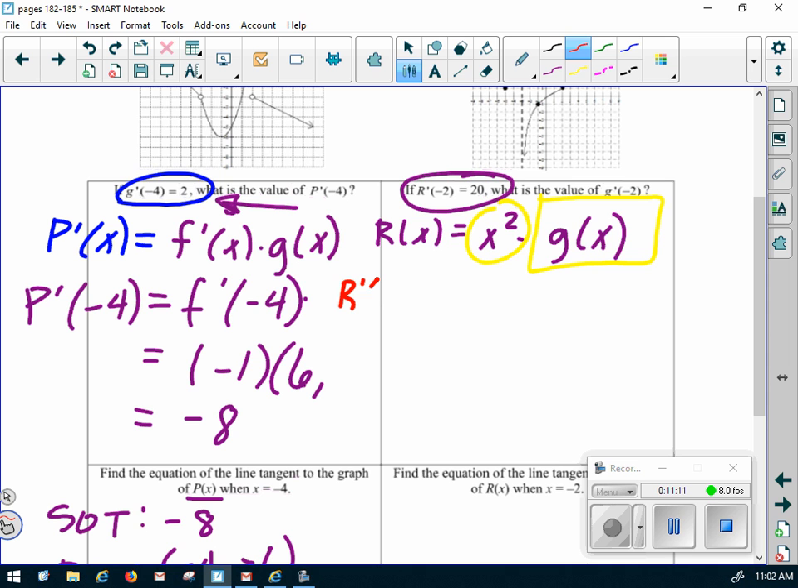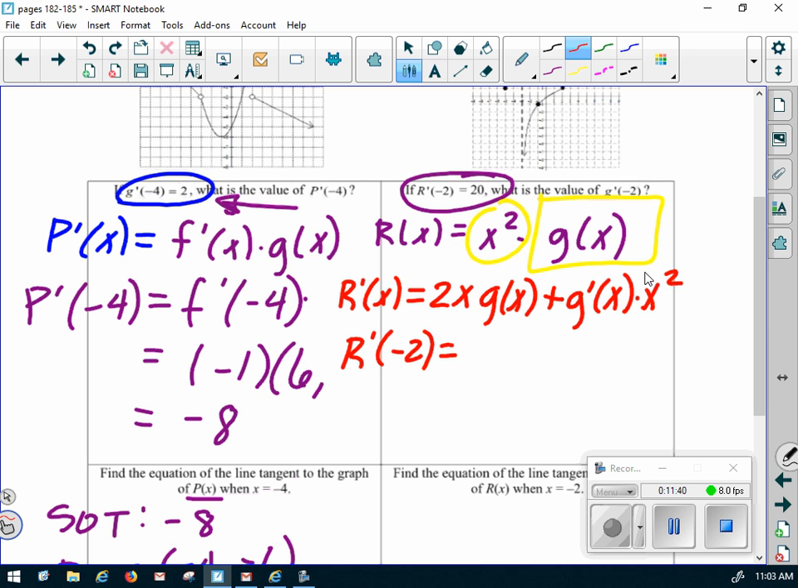R prime of x. Just talk it out in your head. Derivative of the first times the second plus the derivative of the second times the first. R prime of negative 2 is 2 times negative 2 times g of negative 2 plus g prime of negative 2 times negative 2 squared.